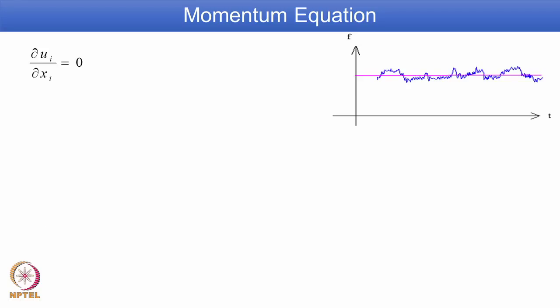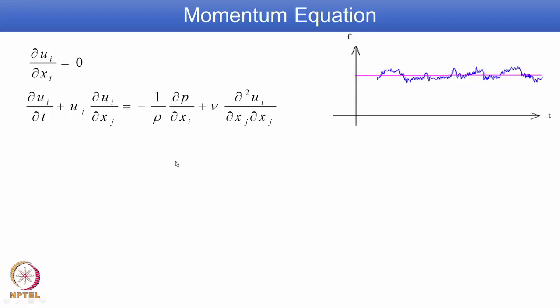We already learned turbulent flows exhibit random variation with time, and this is a representation of a quantity f as a function of time which shows fluctuation. We learned the continuity equation in tensor form and the momentum equation in tensor form. Now, we have to take this equation to turbulent flows. As I mentioned before, this is a generic equation. Now, it depends on how we are interpreting it for turbulent flow.